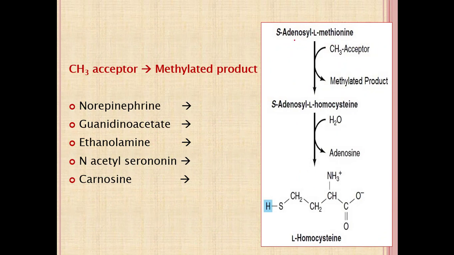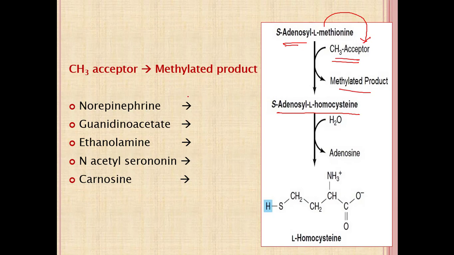S-adenosyl methionine is the donor of the methyl group, and there is an acceptor molecule of the methyl group. When they react, that produces the methylated product, and S-adenosyl methionine itself is converted into S-adenosyl homocysteine. So that is a transmethylation reaction: methionine is a donor of the methyl group to the acceptor molecule.